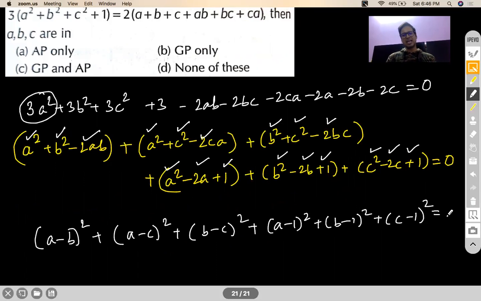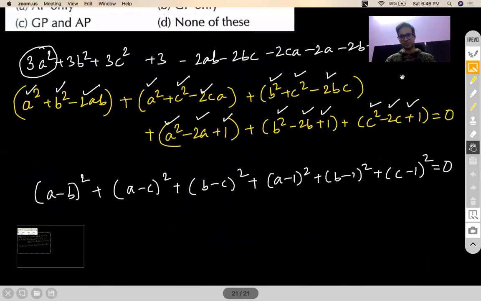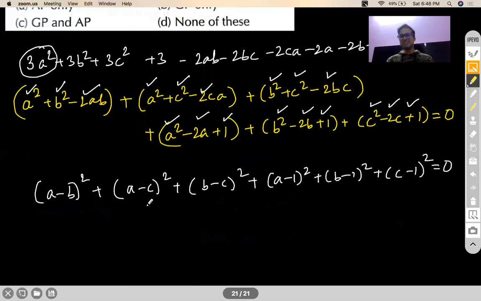Okay. And if they are real numbers, note that they have categorically mentioned that they are real numbers. Real number squares can never be negative. So if they're adding up to give you a 0, and these are all supposed to be greater than or equal to quantities, then it can only happen when these are individually 0, 0, 0, 0, 0.